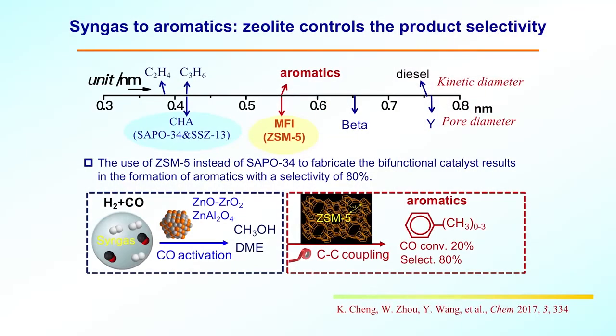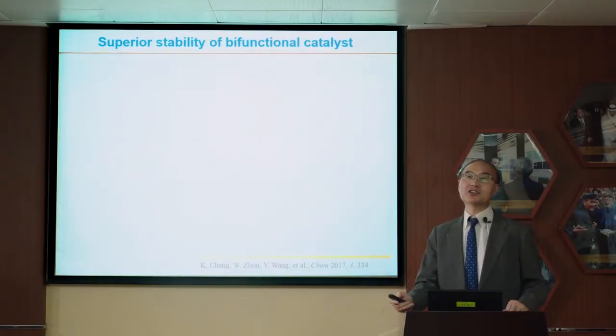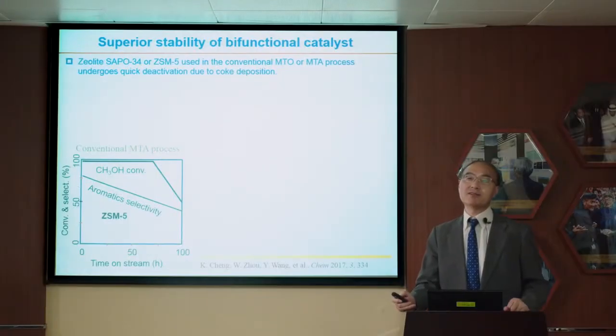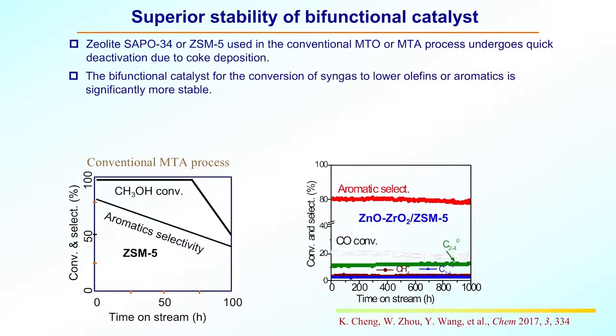For example, the use of ZSM-5 instead of SAPO-34 to fabricate the bifunctional catalysts results in the formation of aromatics with selectivity of 80% at CO conversion of 20%. We further found that the bifunctional catalyst showed superior stability. It is well known that zeolite SAPO-34 or ZSM-5 used in the conventional MTO or MTA process undergoes quick deactivation due to the coke deposition. Our bifunctional catalyst for the conversion of syngas to lower olefins or aromatics is significantly more stable.